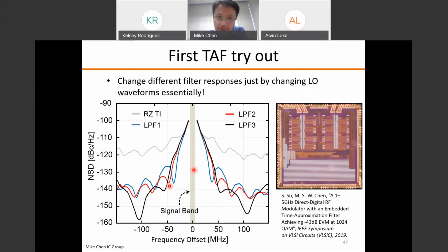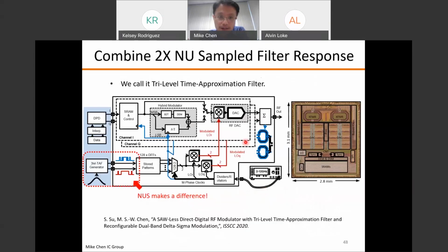So here are some of the prototypes that we were able to measure, right? We were able to change the different LO waveforms, and as you can see, we can achieve a different filter response just by changing that LO waveform. Okay.